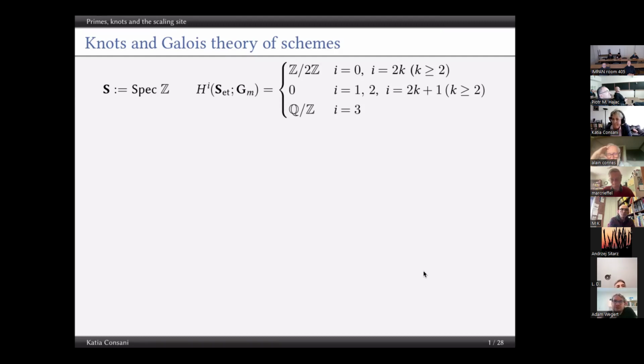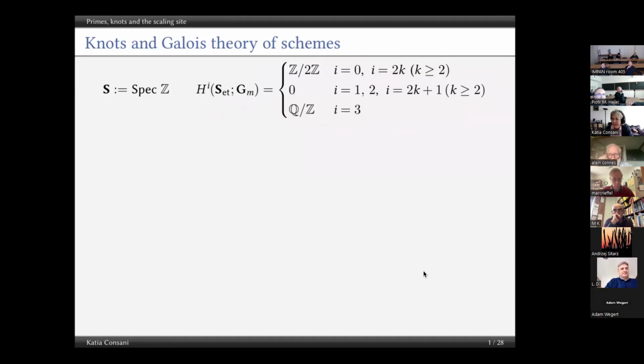Question. Excuse me. May I have a stupid question? So why is i equal to 3 exceptional? Exceptional what? In this formula, there is an exceptional formula for i equal to 3. So what is the intuitive reason for this? Yes. So you want to see an intuition of these results, you mean? The last one, Q mod Z for i equal 3. Yes, I will develop a little bit on why we get this result.